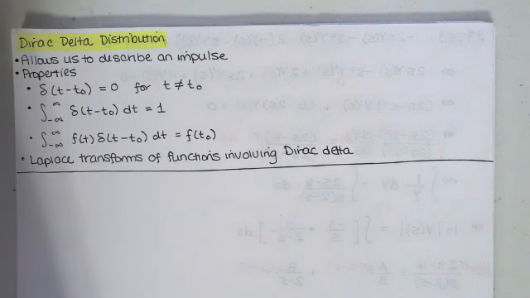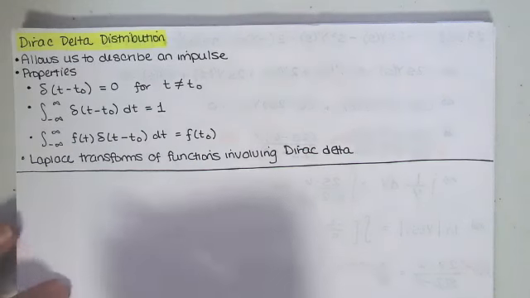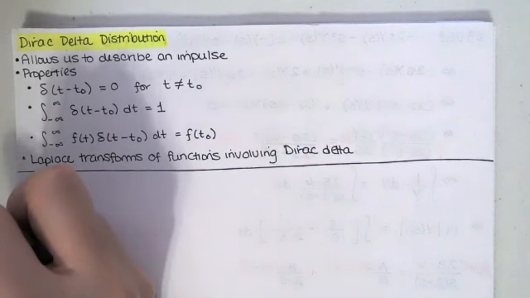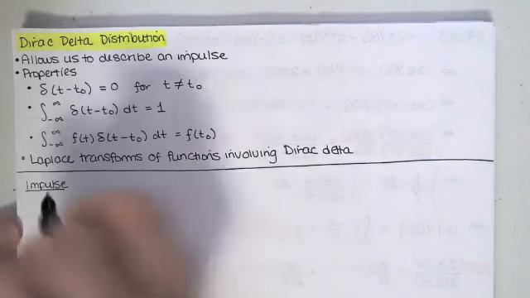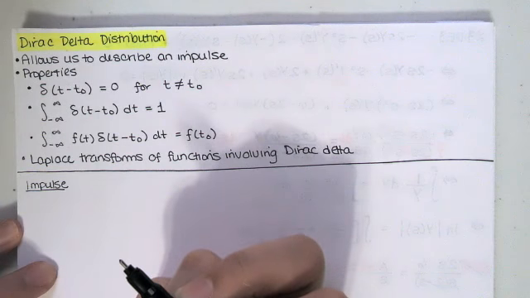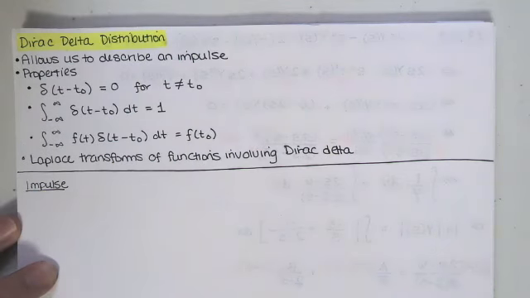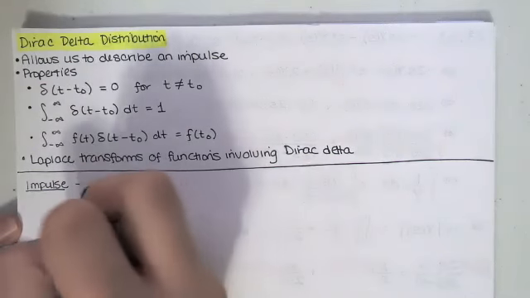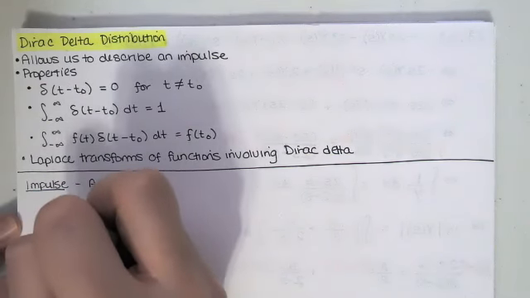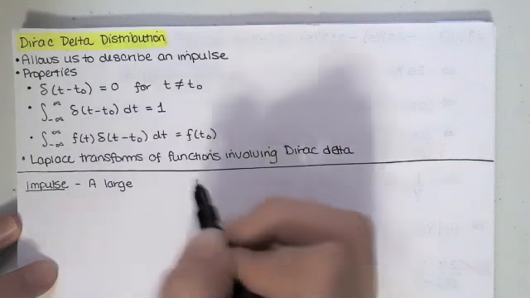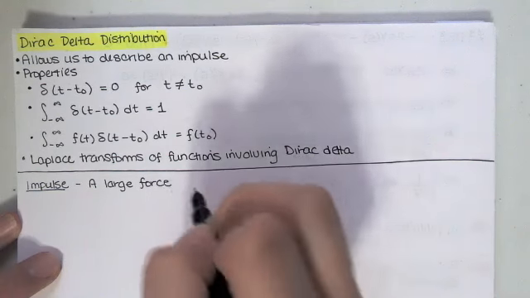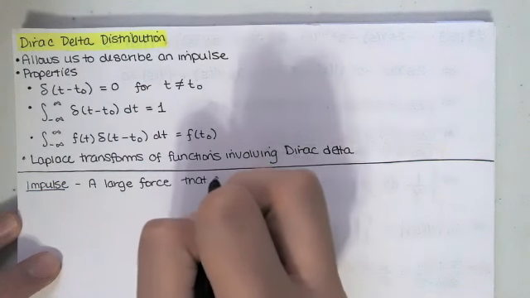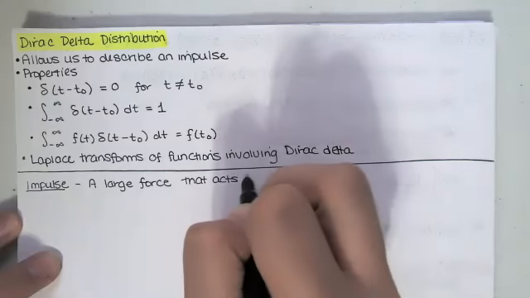So let's talk about impulses just to start. So an impulse is related to this idea of a large external force. When I say large force, I mean large in magnitude, that acts for a very short period of time.